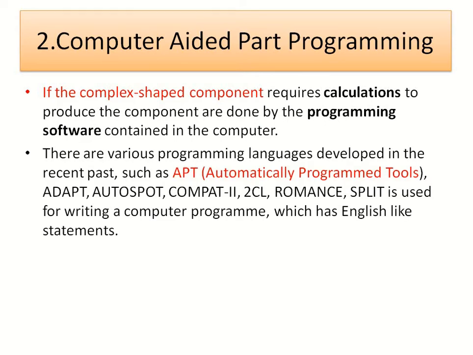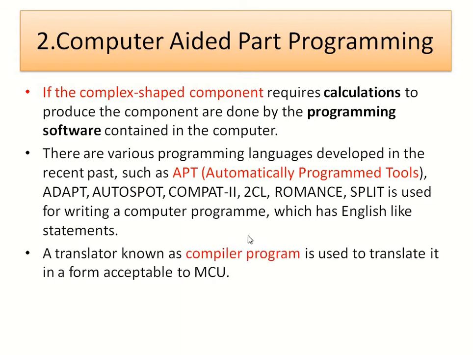Similarly, various programming languages have been developed in the recent past, such as APT, automatically programmed tools, ADAPT, AUTOSPOT, COMPACT, and 2CL. These are used for writing the computer program, which has English-like statements, and a translator, known as the compiler program, is used to translate it into a form acceptable to the machine controlling it.